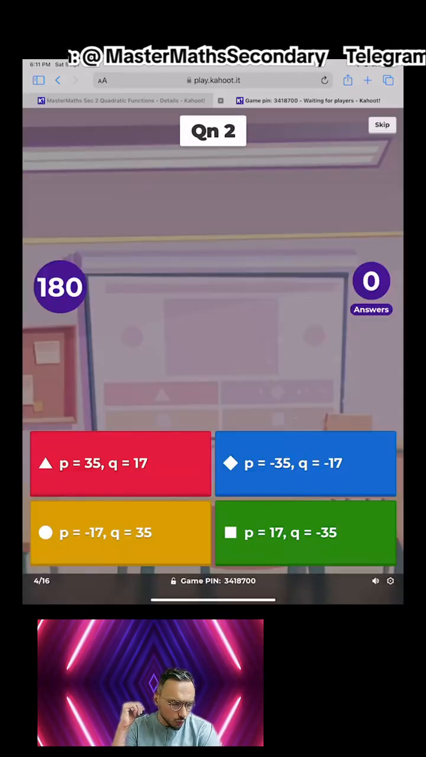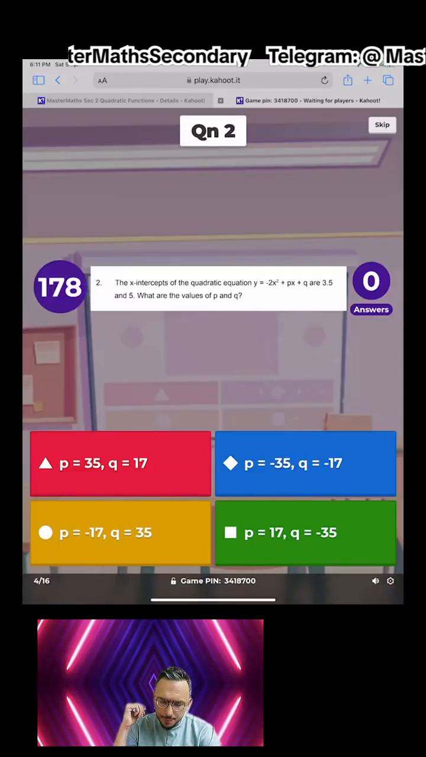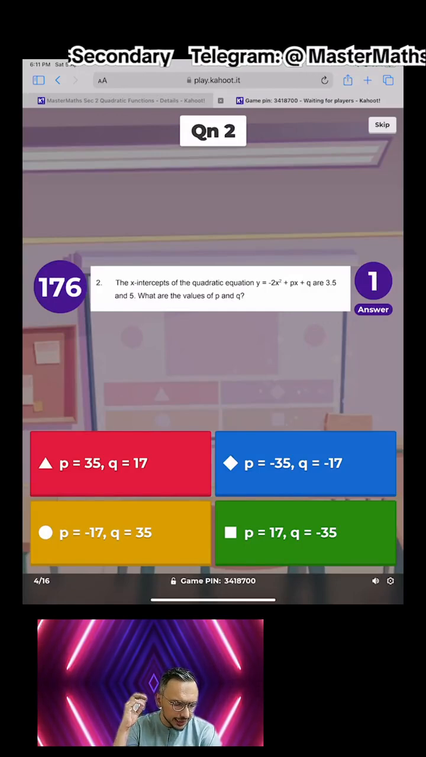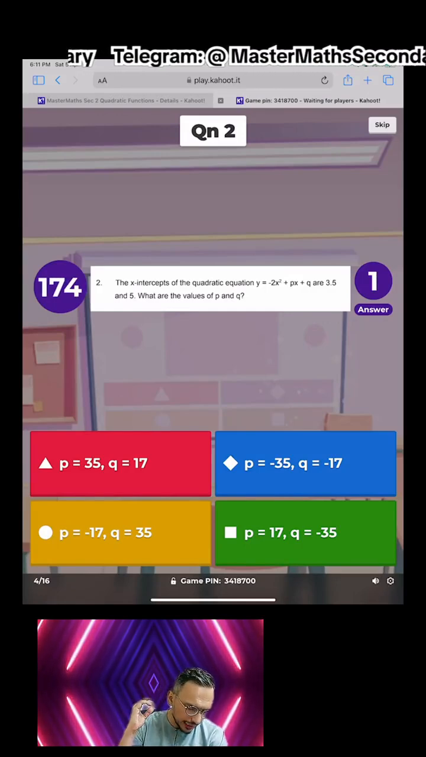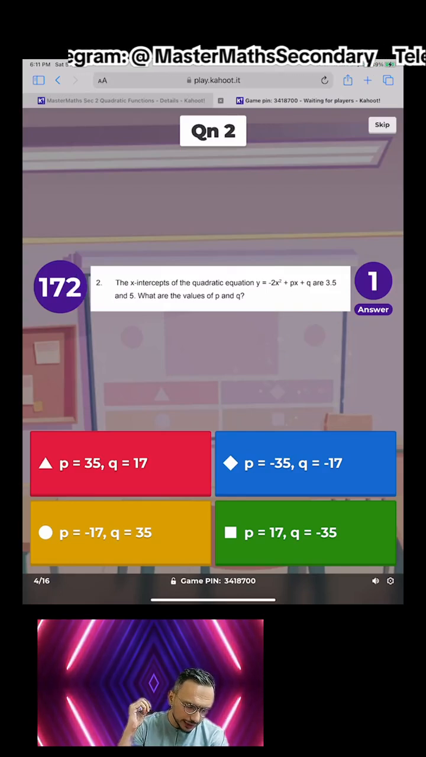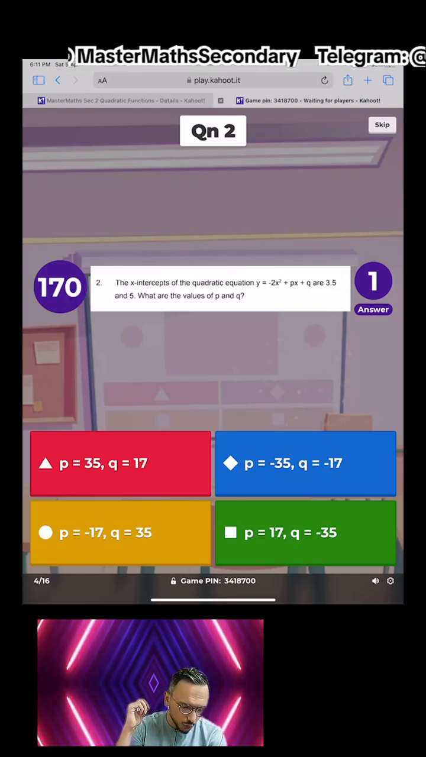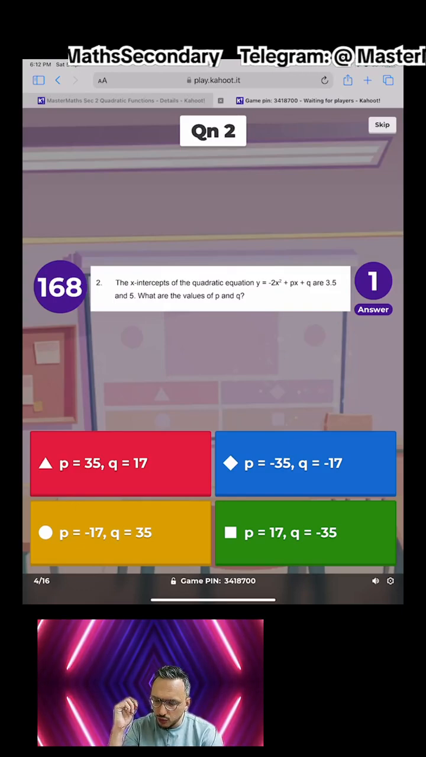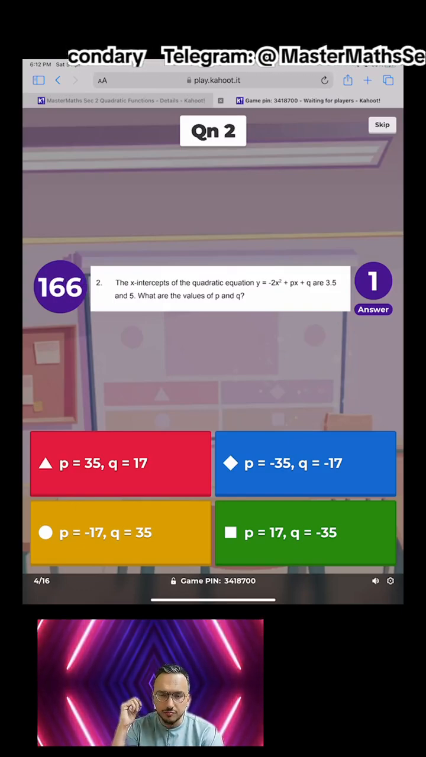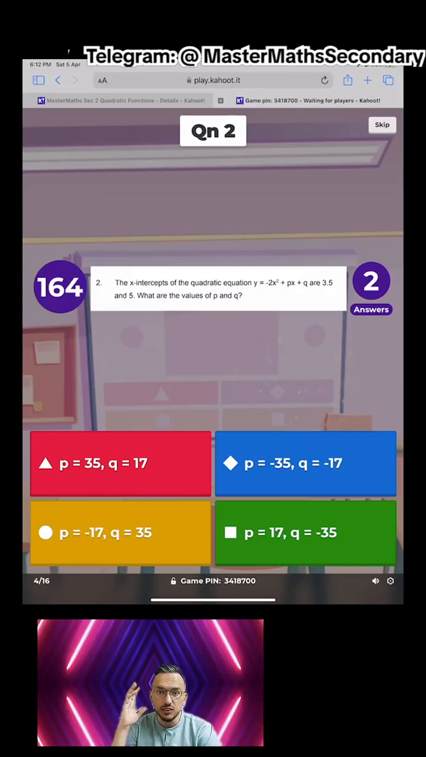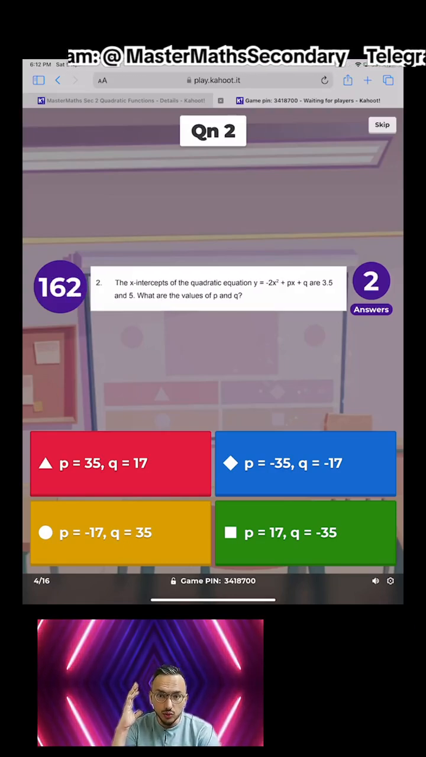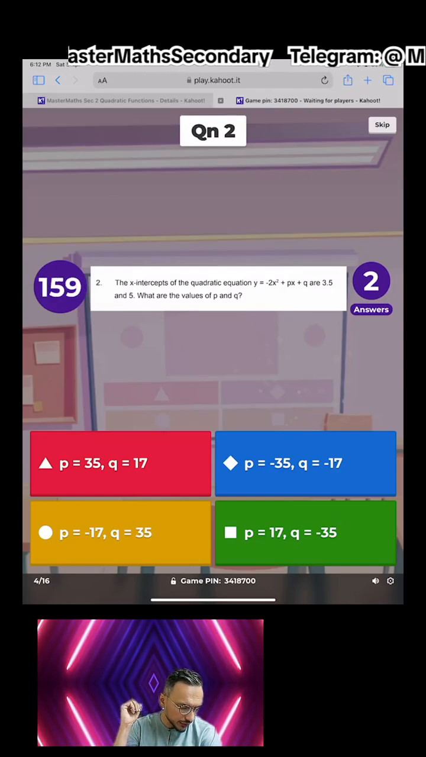Okay, question 2, guys. The x-intercepts of the quadratic equation y equals minus 2x squared plus px plus q are 3.5 and 5. What are the values of p and q? Guys, please, you have 3 minutes. Don't just guess. Think carefully, okay?